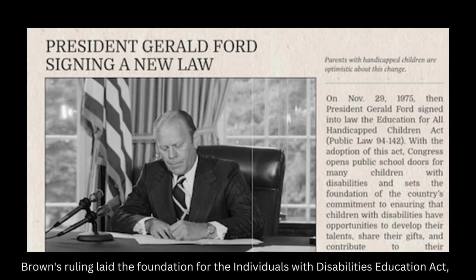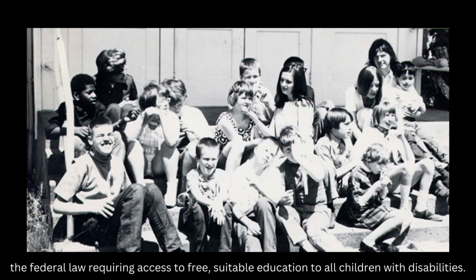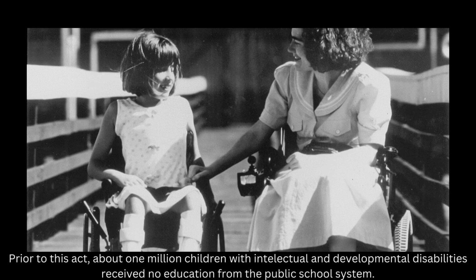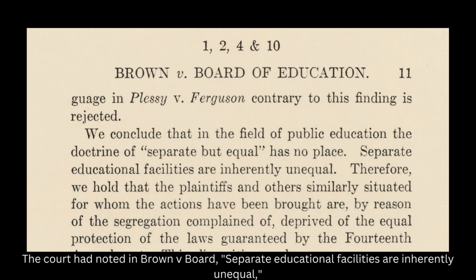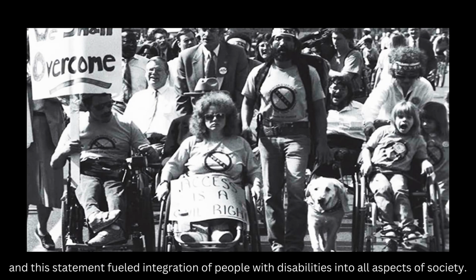Brown's ruling laid the foundation for the Individuals with Disabilities Education Act, the federal law requiring access to free, suitable education for all children with disabilities. Prior to this act, about 1 million children with intellectual and developmental disabilities received no education from the public school system. The court had noted in Brown v. Board, separate educational facilities are inherently unequal, and this statement allowed integration of people with disabilities into all aspects of society.